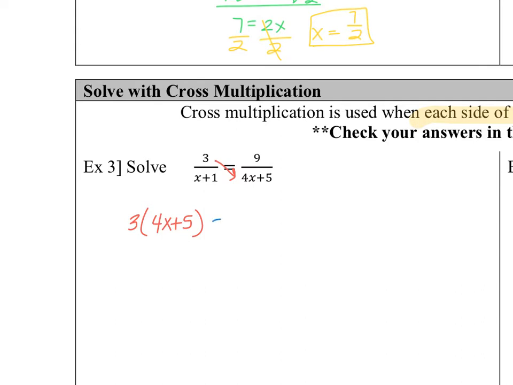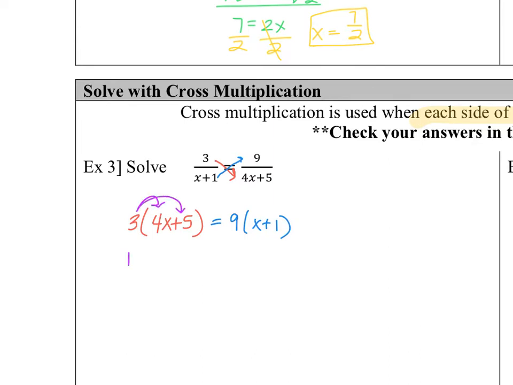Then we're going to put an equal sign. And then we're going to multiply the denominator to the other numerator. I'm going to put the 9 on the front because that's usually where we put the constants. So this is what we have now. Cross multiplication lets us get rid of those fractions and makes it a little bit easier for us to actually solve. So now we're going to solve a basic equation like we would back in Algebra 1.